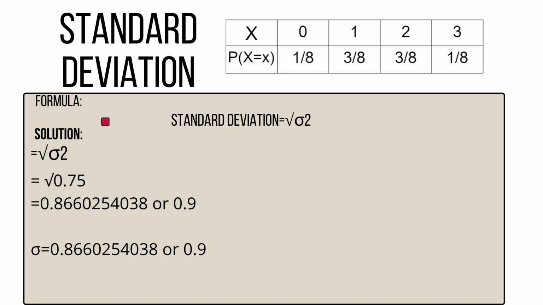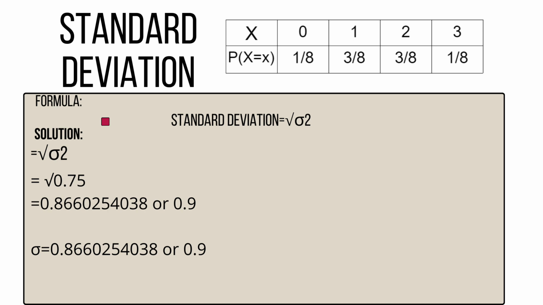Let's move on to finding our standard deviation. Take note, standard deviation is just the square root of our variance. That's the formula, so you have to memorize it. It's very easy. Okay, what's the formula of standard deviation? Very good, student. It's the square root of our variance.